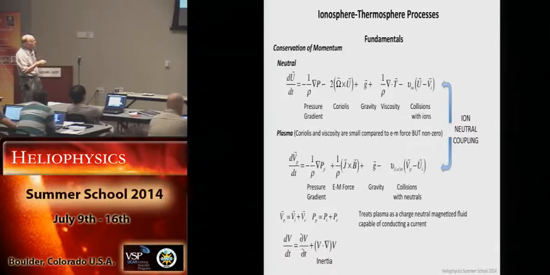And what you'll see is that this term involves the neutral-ion collision frequency and the velocity difference. This term here involves the charged particle-neutral collision frequency and the velocity difference. So these two terms are the coupling terms. This is where ion-neutral coupling comes from, right, in the collisions between the ion and neutral gas.